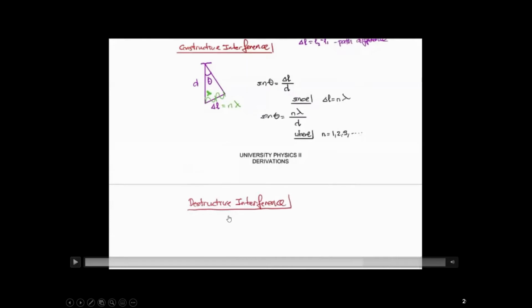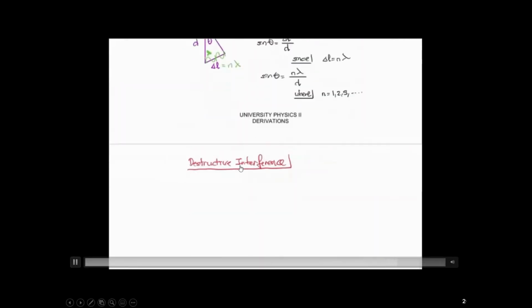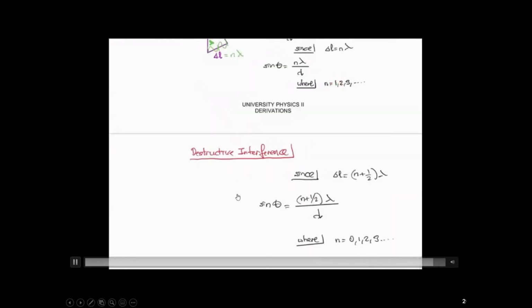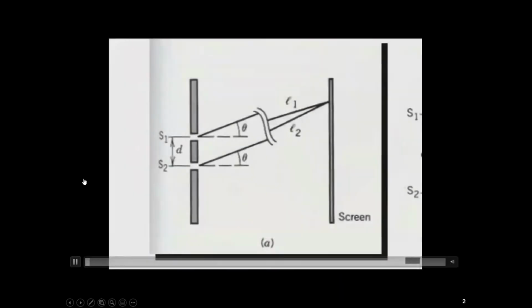Now, for the destructive interference, what needs to happen is the path difference has to be off by a single half a wavelength. All right, so which means that we're introducing a single half a wavelength difference between two lengths. And if that's the case, this is going to give us a destructive interference pattern. All right, so that's it. So the idea is straightforward.